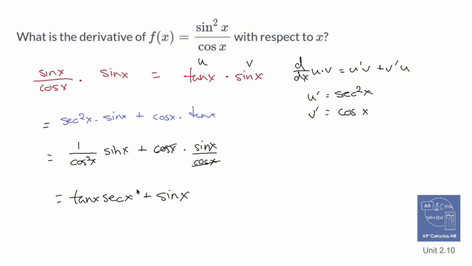Nothing simplifies. There's no use in factoring any signs out. I don't know, we're done. So after all of that, tan x secant x plus sine x is going to be the derivative of that guy right there. Nifty, nifty, nifty.